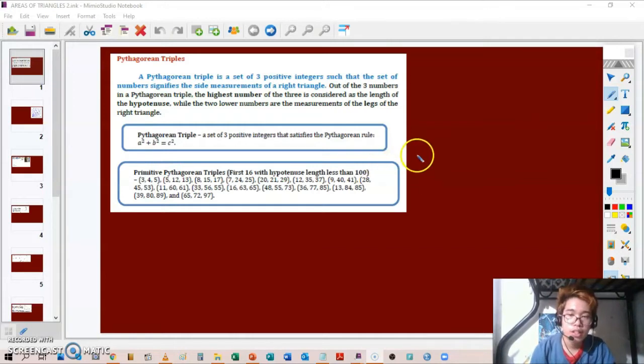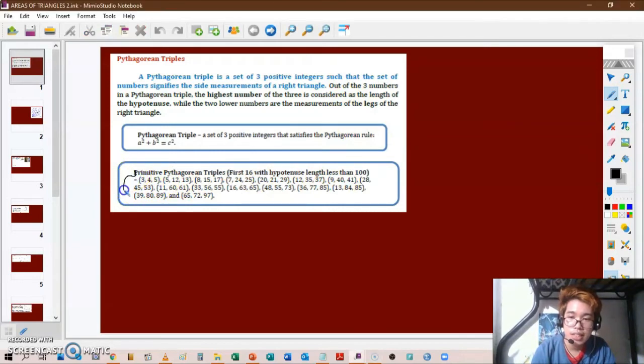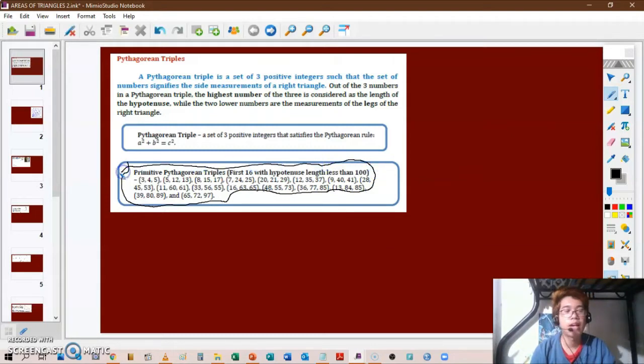Let's say, for example, we have here the first 16 set of Pythagorean triples. We call them the primitive Pythagorean triples. They're called primitive because they are the first 16 Pythagorean triples, and all of them are less than 100. That's why they are called the primitive Pythagorean triples.